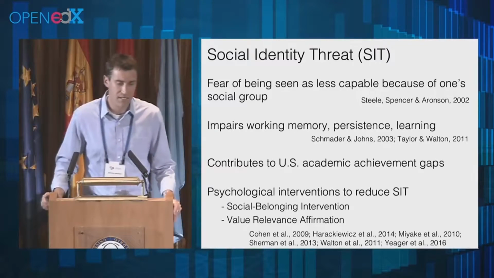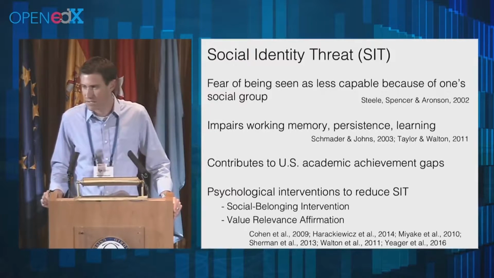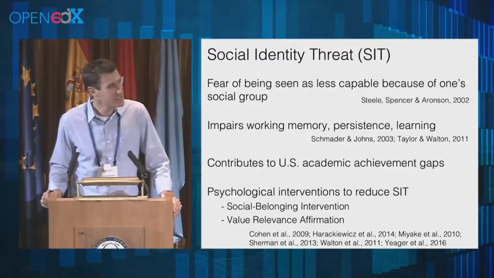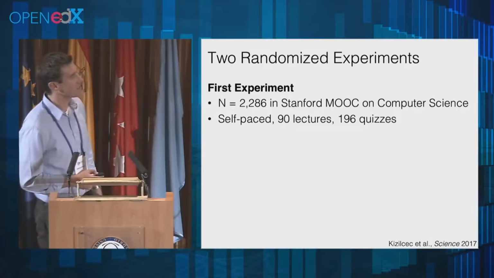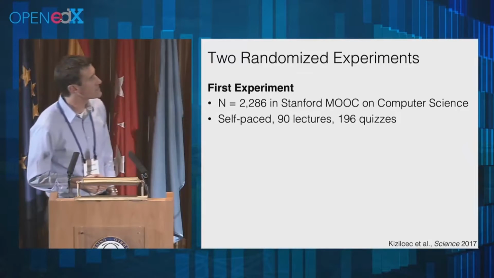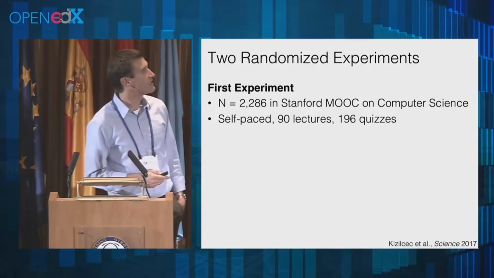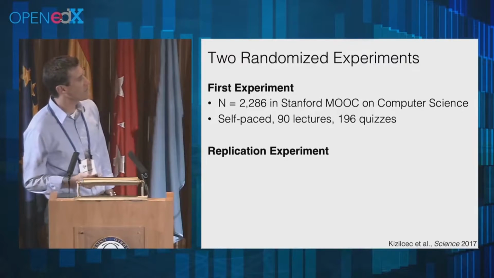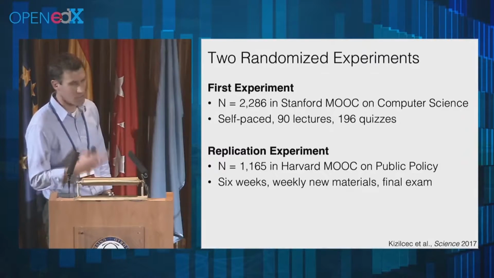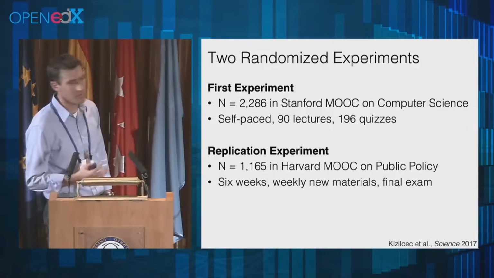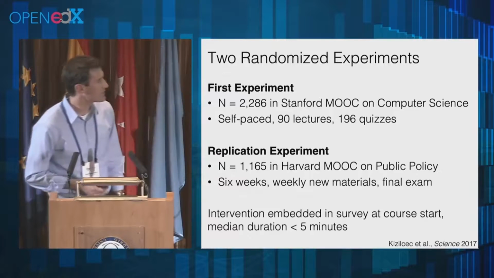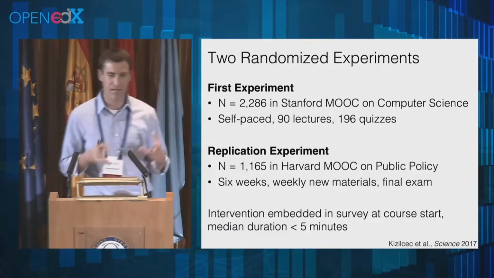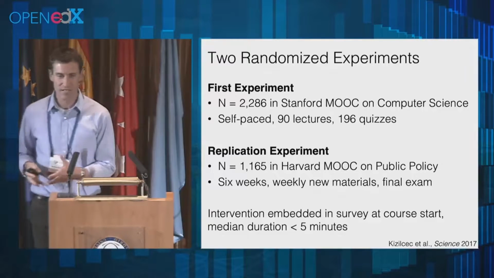So we took two interventions that have been done in face-to-face contexts. We put them in a pre-course survey for 2 different MOOCs, and this is what we got. 2 randomized experiments. First was in a Stanford MOOC. This was self-paced, 90 different lectures, lots of quizzing. And then we replicated this in a Harvard MOOC on public policy. This was cohort-based, very different. I believe it was more in the humanities, subject-wise. The intervention was embedded in a survey at the course start, and the median time on task with that activity was less than 5 minutes.